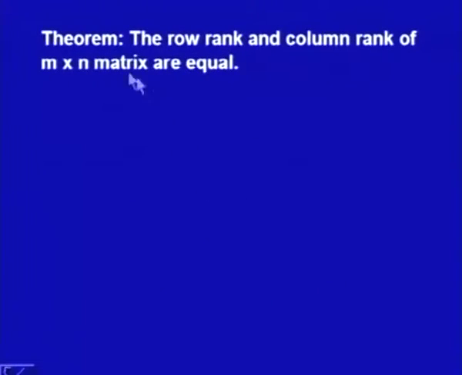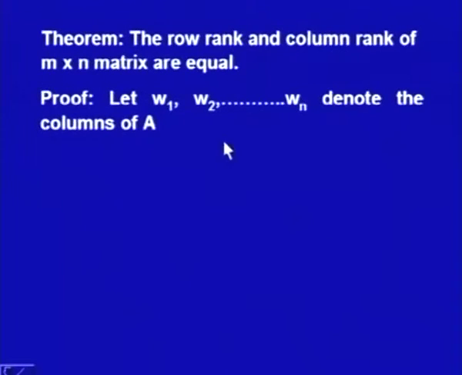Now, this theorem says that the row rank and column rank of an m by n matrix are identical. To prove this, let us consider W1, W2, ..., Wn to denote the columns of A.